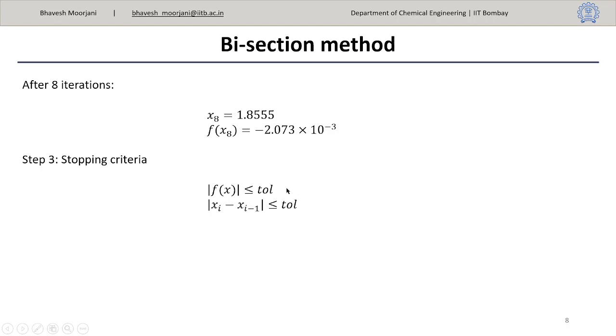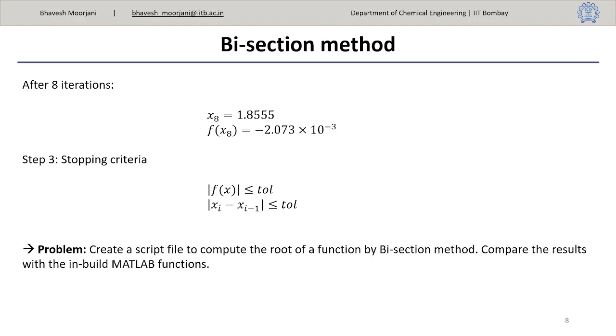So if my tolerance was 10 to the power minus 2, this satisfies the criteria and x8 becomes the solution. Let's say my tolerance criteria is 10 to the power minus 5. Then x equal to 8 won't satisfy the criteria, and I have to do further iterations. Or you can use the stopping criteria as the difference between the new value and the old value. If the values are not changing much, then also you can stop, right? So this is the basic idea.